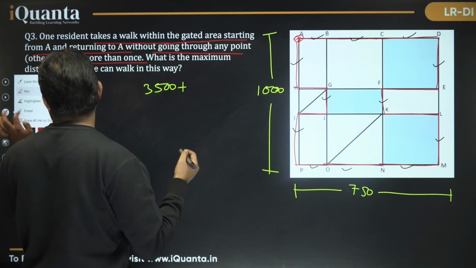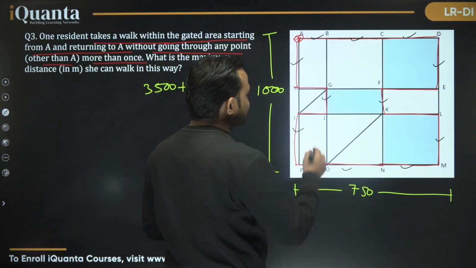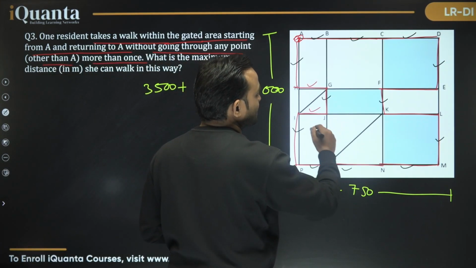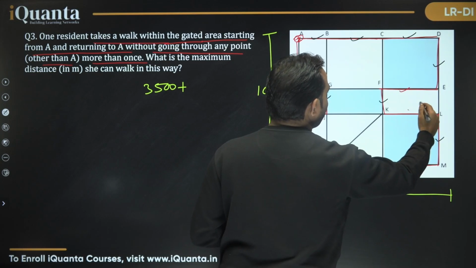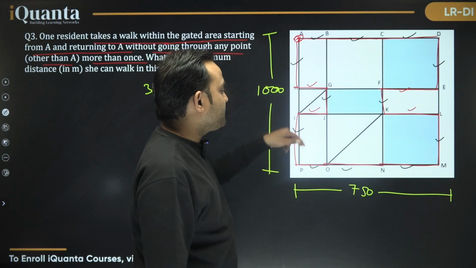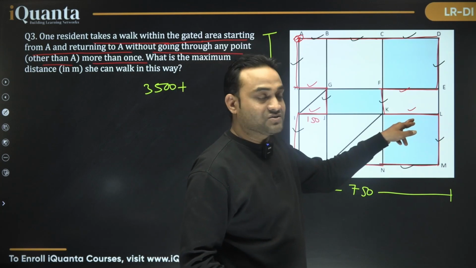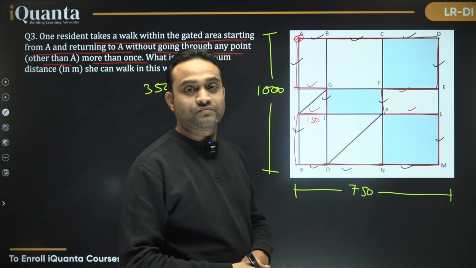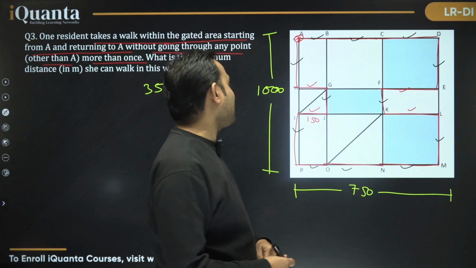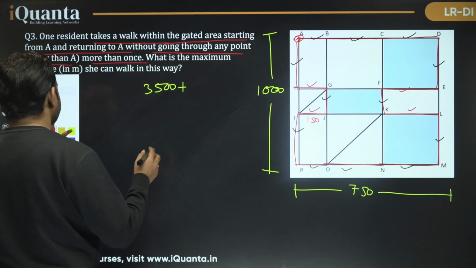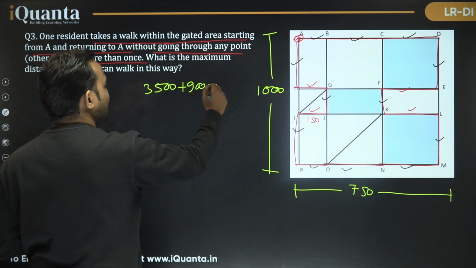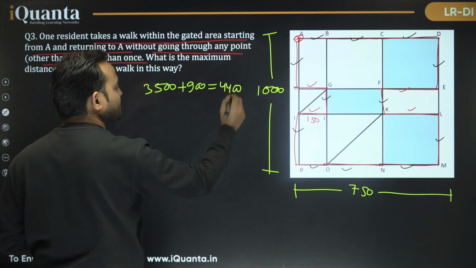plus the extras. What are the extras? The extra distances covered is this one, this one, this one, and this one. So this is 150, right? So 150 into 2, 300, plus 300 into 2, 600, means 900. If I add 900 here, I am getting 4400.